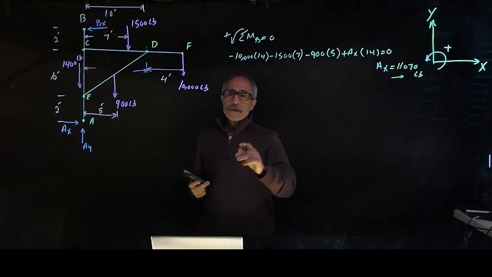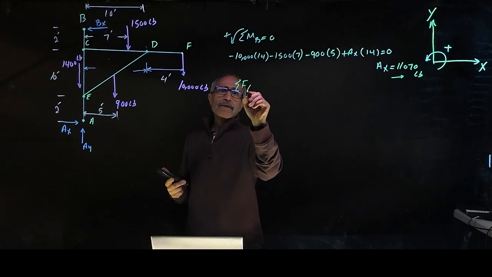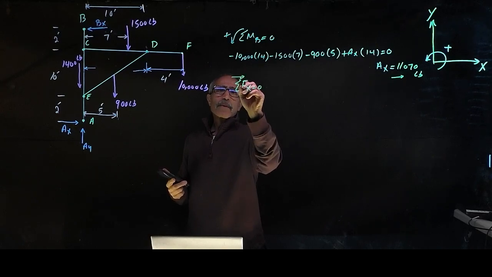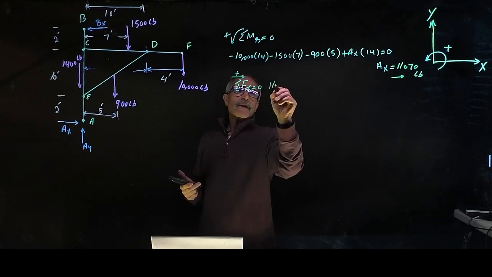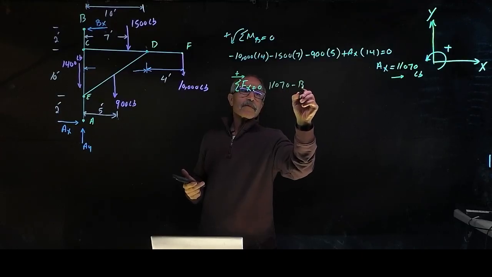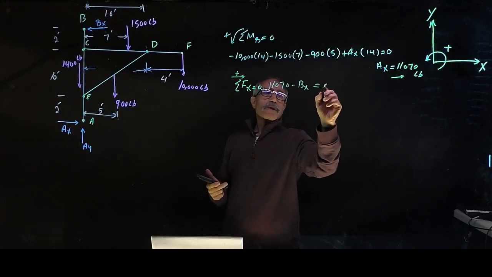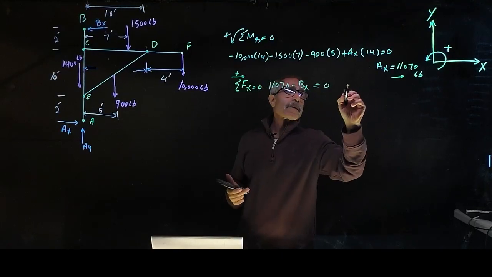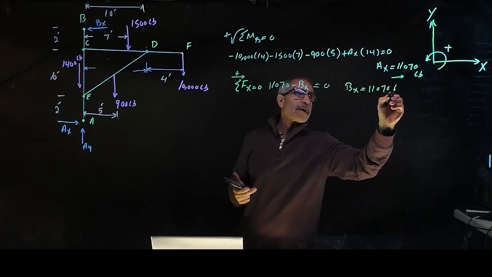Now I'm going to go ahead and use summation f of x and summation f of y. Summation f of x is equal to 0. Going right is positive. I have just AX, 11,070, minus BX, they're all horizontal, nothing else, equals 0. So BX is the same as AX, which is 11,070 pound.